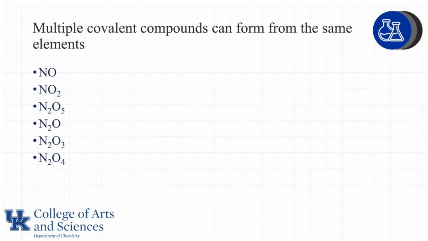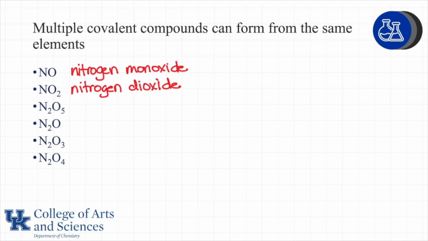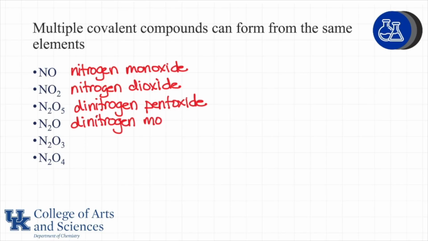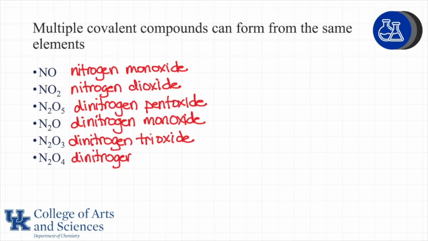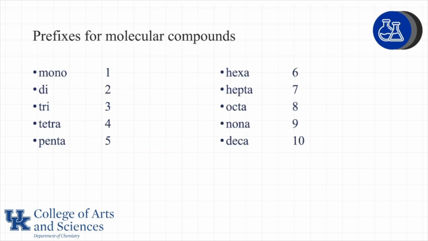So for example, just looking at nitrogen and oxygen, we can have nitrogen monoxide, nitrogen dioxide, dinitrogen pentoxide, dinitrogen monoxide, dinitrogen trioxide, and dinitrogen tetroxide. Lots of options, and we see some similarities and differences in the naming of these, and that's what we're going to focus on now. These are the prefixes we use in naming molecular compounds. After you've done some practice with naming and going back and forth between names and formulas, you'll probably find that you've learned them without having to sit down and memorize them, but you do need to know these.